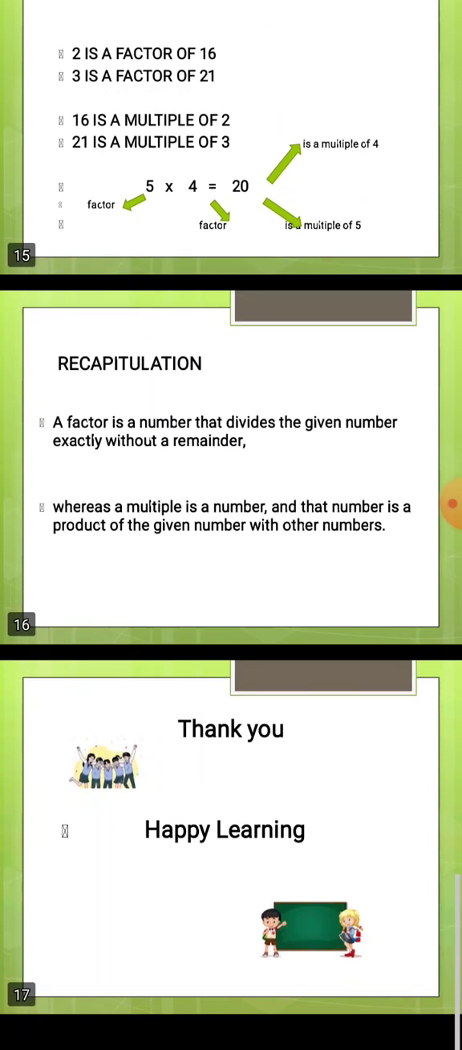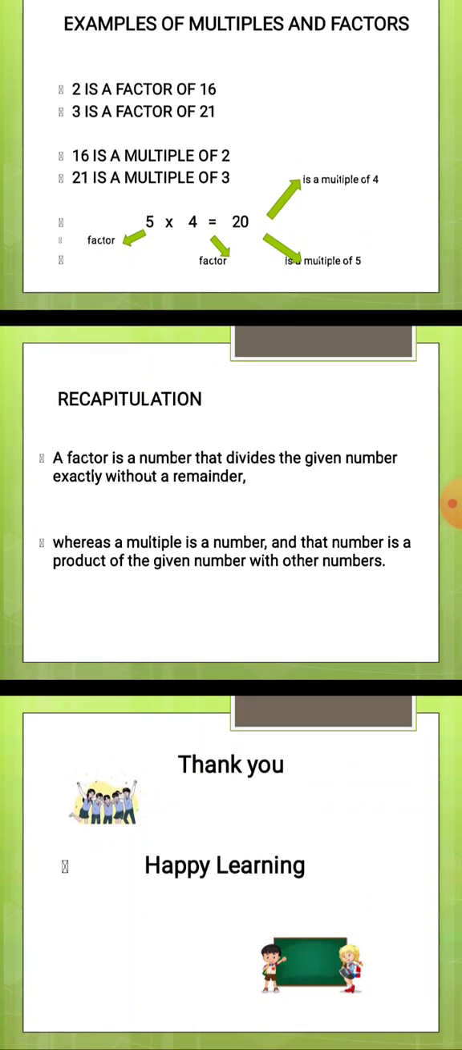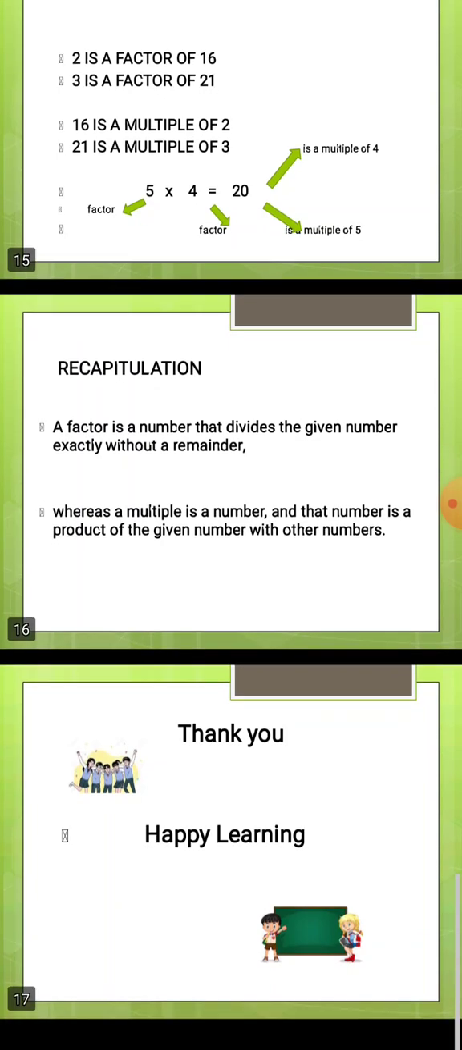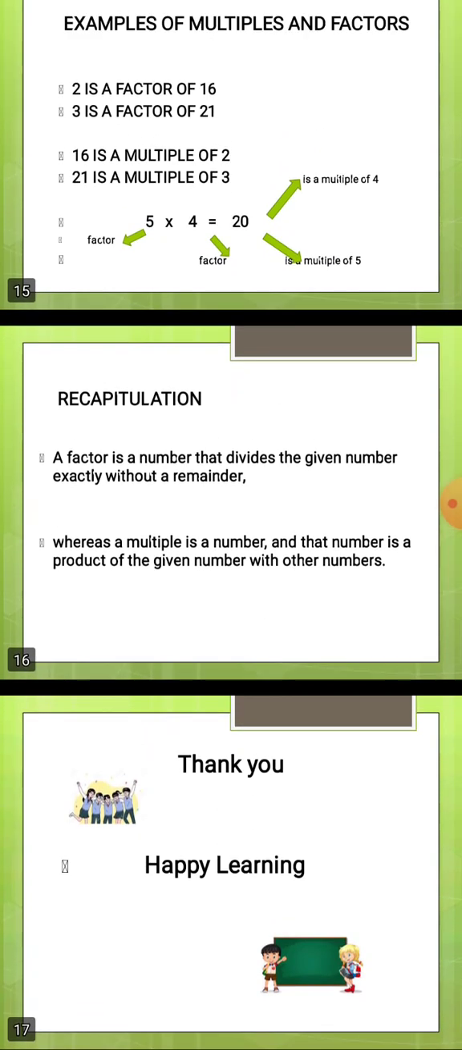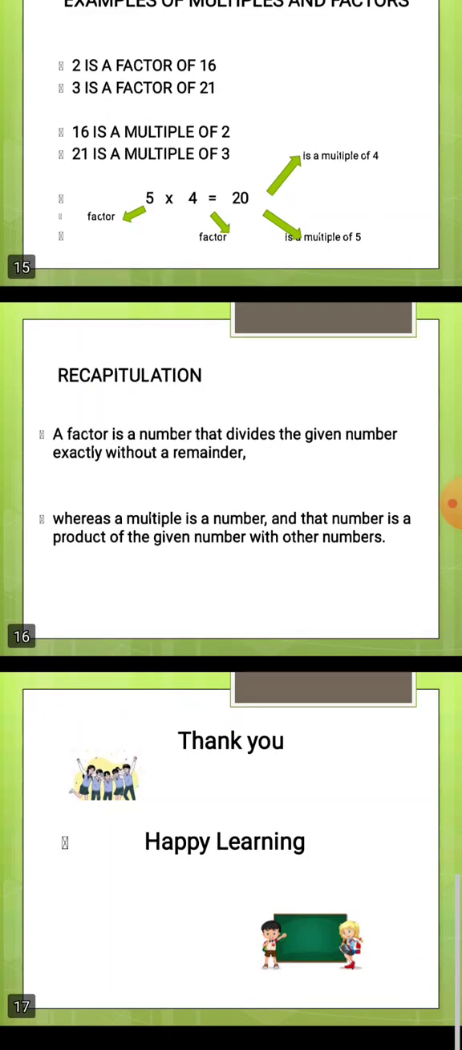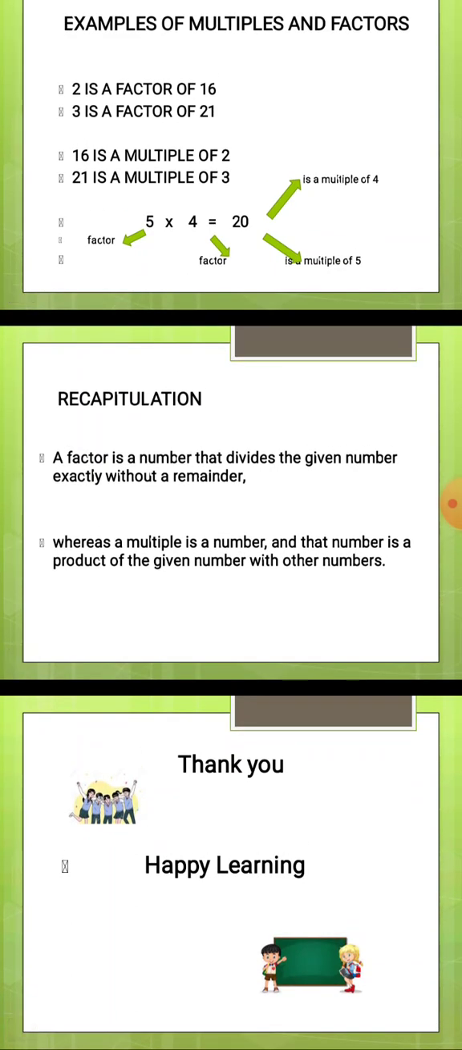So let us recapitulate what we have learned today. What is a factor? A factor is a number that divides the given number exactly without a remainder, whereas a multiple is a number that is a product of the given number with other numbers. So today we have learned the topic multiples and factors with the help of examples. I hope you have gained knowledge on multiples and factors.